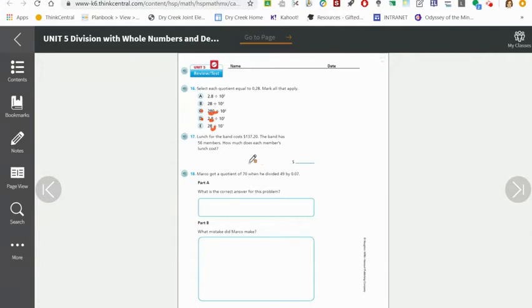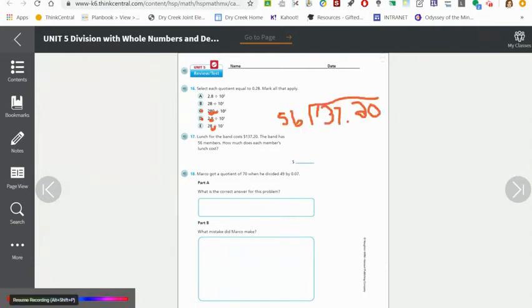So I know this is division because I have a total amount and they're asking me for each member's cost. I'm going to divide that out. Okay, now that I've written it up, the first thing I'm going to do is bring my decimal up, and I'm going to say 56 goes into 137 how many times? It goes in 2 times, which gives me 112. 137 minus 112 gives me 25. 25 is less than 56, so I can continue.